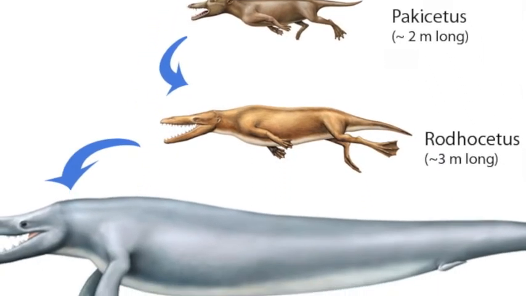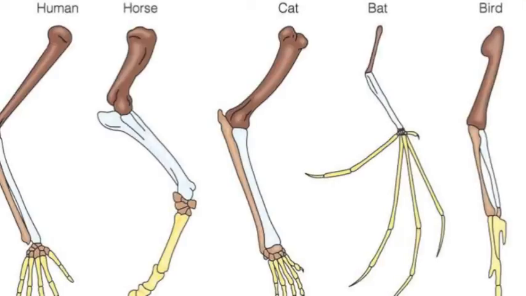For example, the wolf and the whale. We can see that there are homologous structures, which are bones that we share with our ancestors. If you notice, we have a 5, 2, and 1 count.